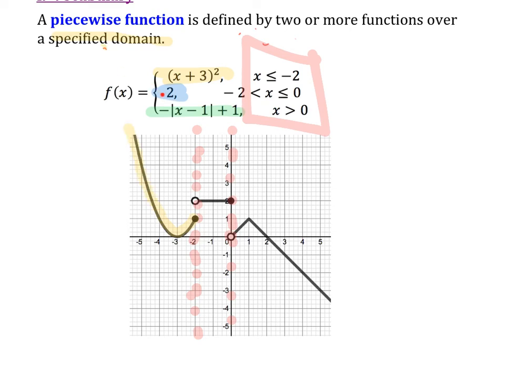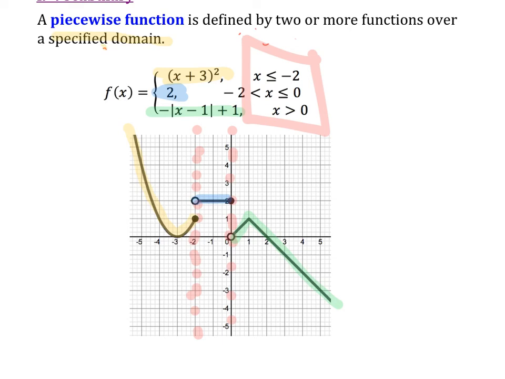The second function, which was just that constant of 2, is going to take place for my x values between -2 and 0. And then lastly, we have our absolute value function, and that's when things are bigger than 0.